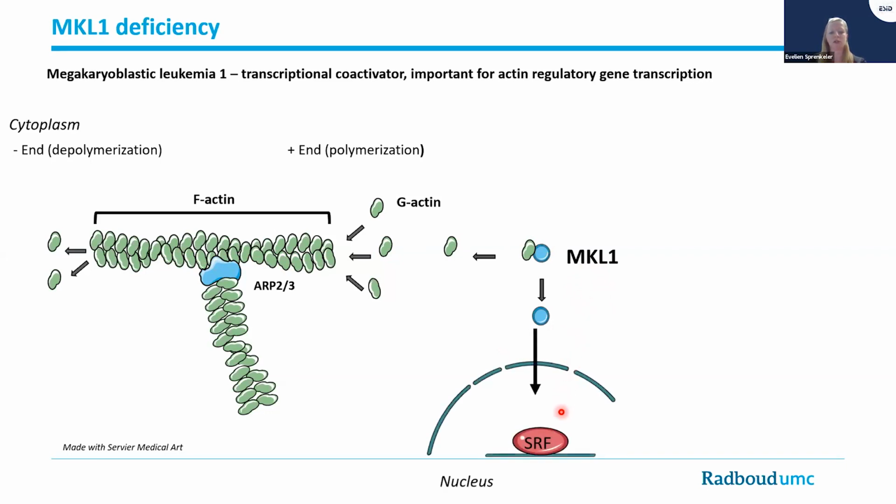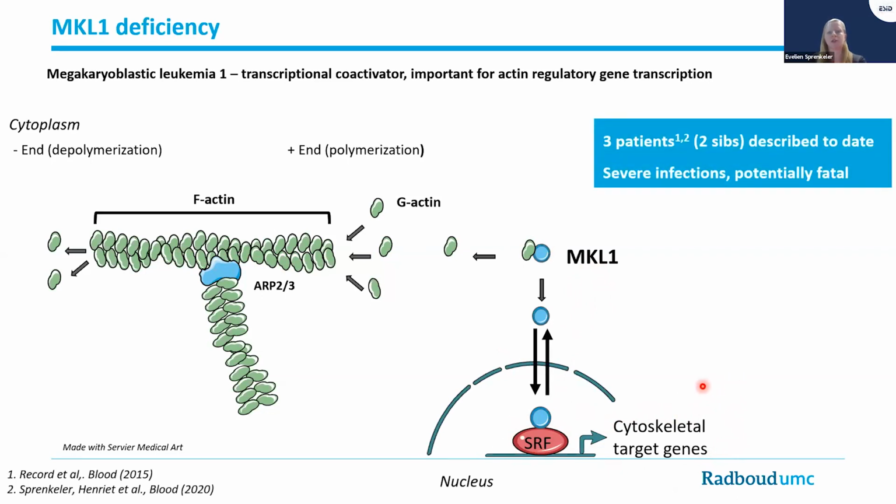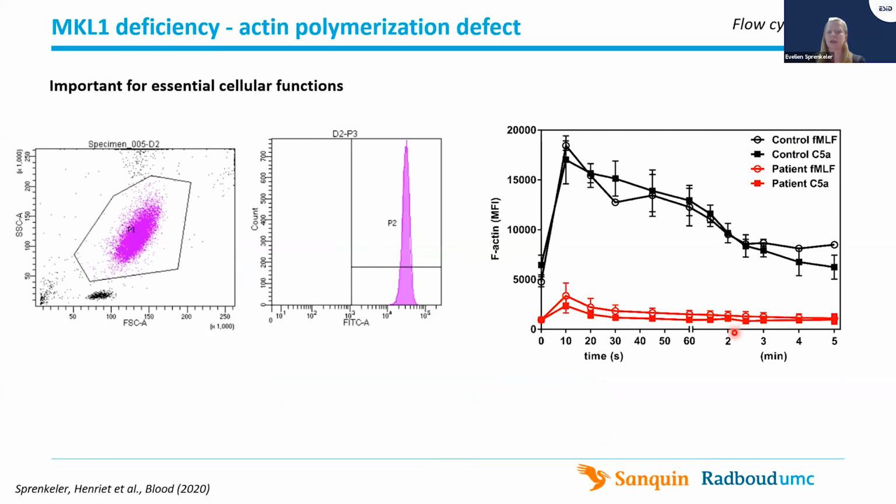MKL1 can then translocate to the nucleus, where it can bind to serum response factor, and this transcription factor is essential for cytoskeletal target gene transcription, including actin itself. So to date, only 3 patients with MKL1 deficiency have been described, and these patients suffered from severe infections, which were potentially fatal. These patients have a problem with actin polymerization, and you can assess this by flow cytometry using a specific dye for F-actin, which is phalloidin.